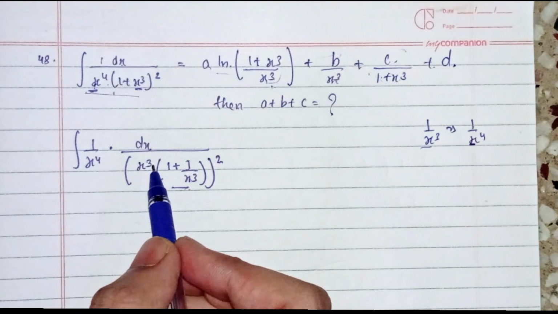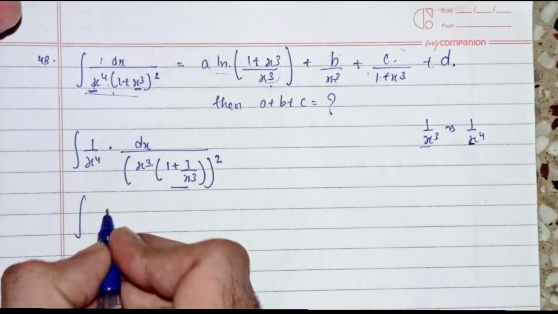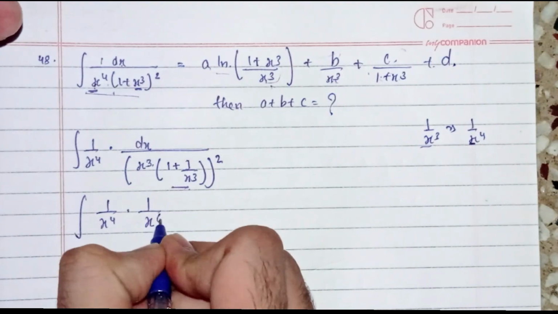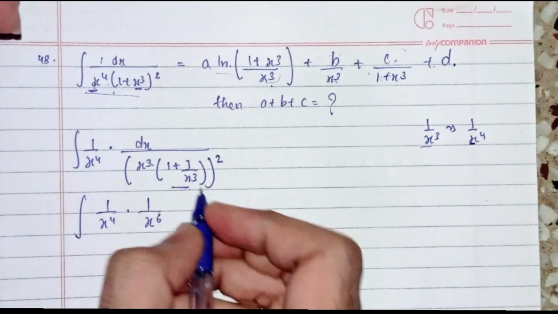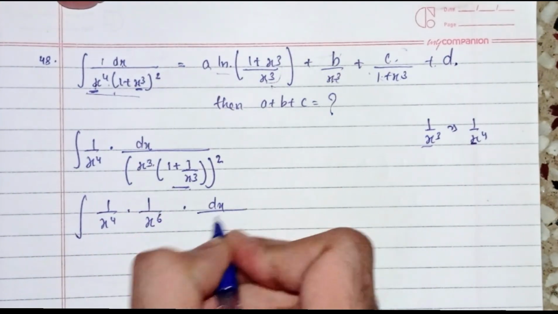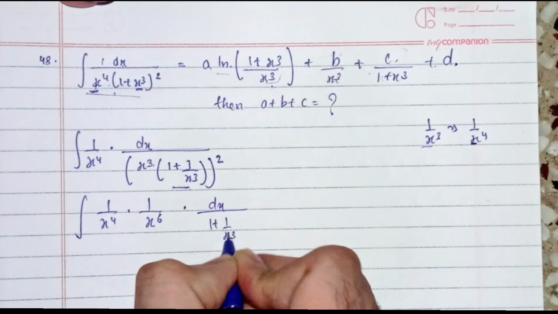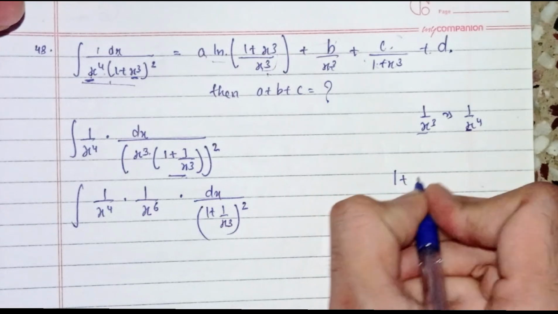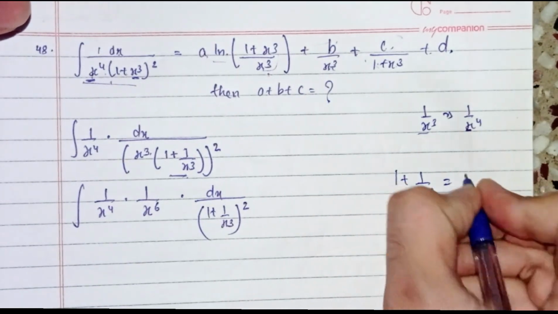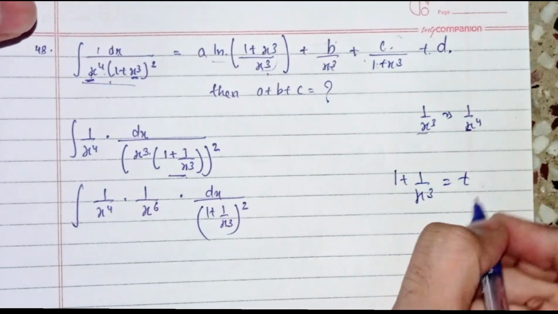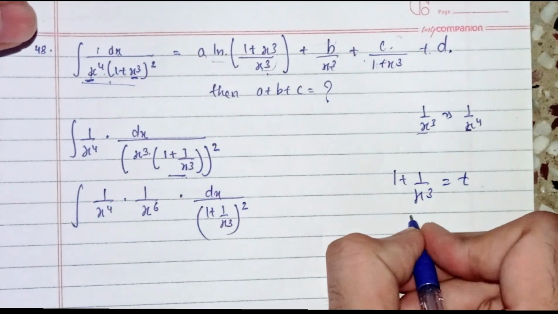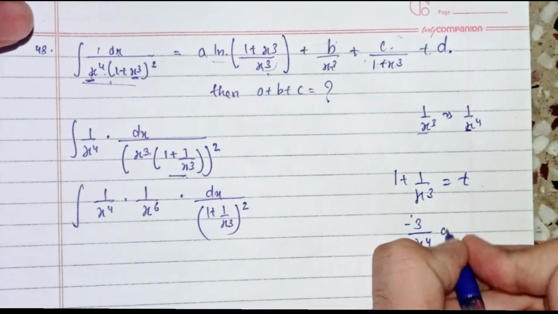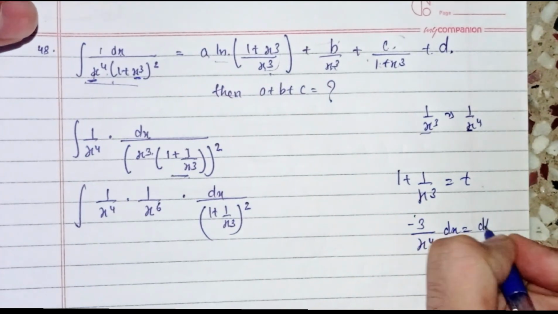So let's take this outside. It will be 1 upon x to the power 4, that is 1 upon x to the power 3, which makes 1 upon x to the power 6, dx upon (1 plus 1 upon x to the power 3) square. So I will take 1 plus 1 upon x to the power 3 equals t. Then I will differentiate both sides. It will be minus 3 upon x to the power 4 dx equals dt.